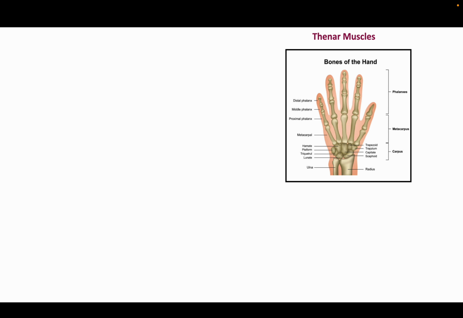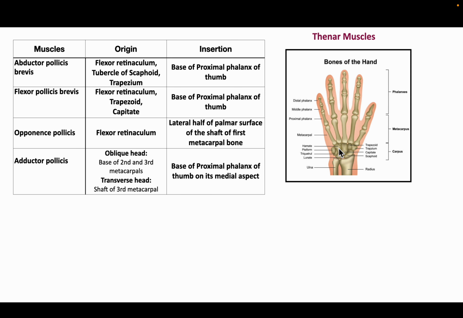Now coming to the thenar muscles first. Before the discussion of the thenar muscles, that is origin, insertion, nerve supply and action, these are the carpal bones. These carpal bones are arranged in two rows, proximal and distal. The proximal row is scaphoid, lunate, triquetral and pisiform. So these four bones form the proximal row, and the distal row is formed by trapezium, trapezoid, capitate and hamate.